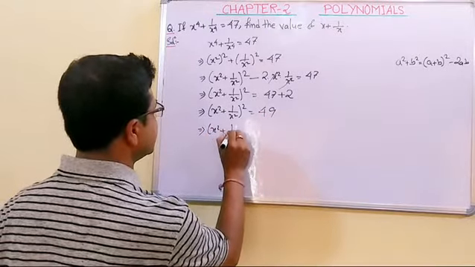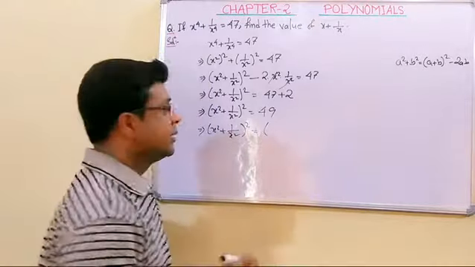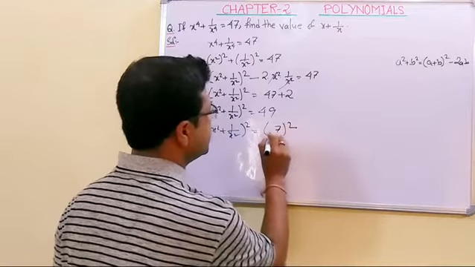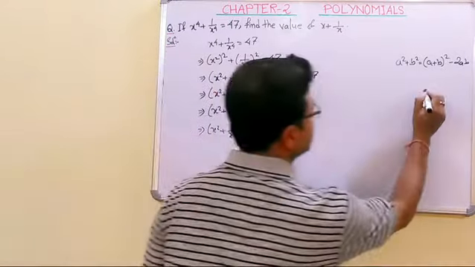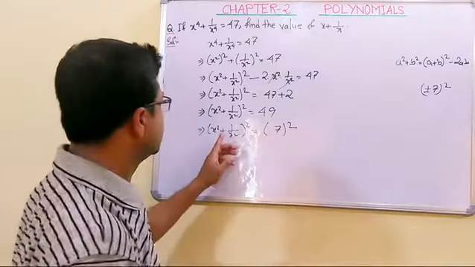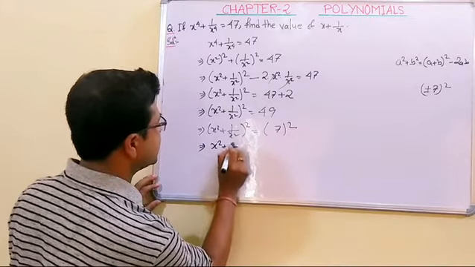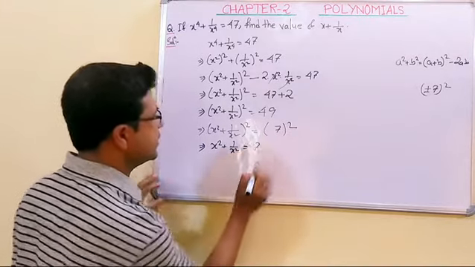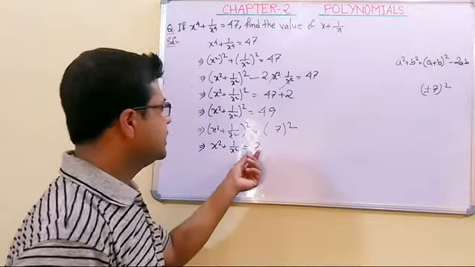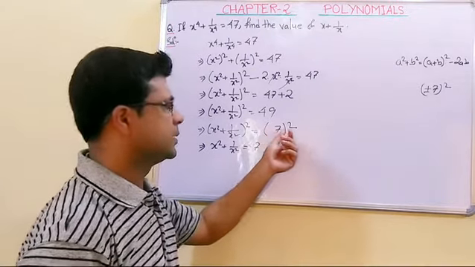(x square plus 1 by x square) whole square equals, it will be 7 square or plus minus 7 square. It will obviously be 7 square. Please do not put plus minus 7. Why? Because if we remove the square, we get x square plus 1 by x square equal to 7. If you write minus 7, it would mean that the sum of squares is a negative number, which is never possible. That's why we will write only plus 7.